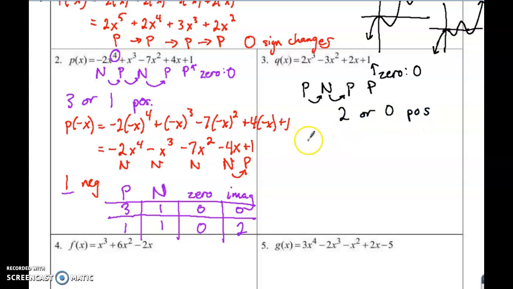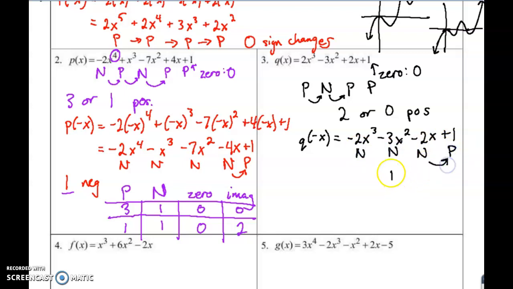And I'll show you a little bit faster with the negative, Q of negative x. Because some of you are smart enough to not show that work, that you could just say, oh, a negative cubed is negative. A negative squared is positive times negative 3 minus 2x plus 1. So that's negative, negative, negative, positive. That is 1 sign change. So there's 1 negative root. So make your sign chart.